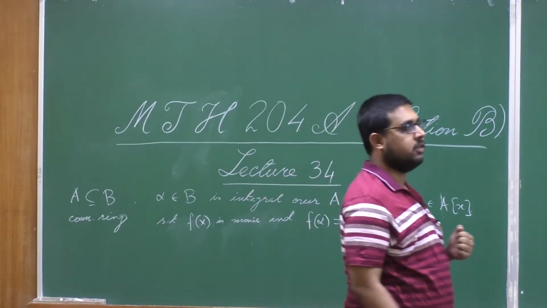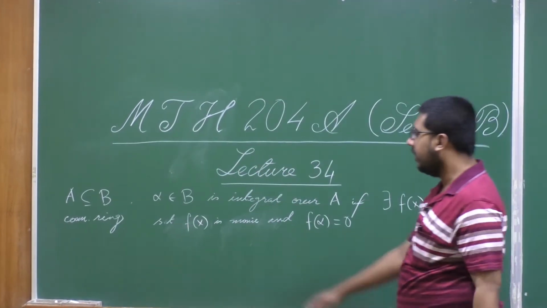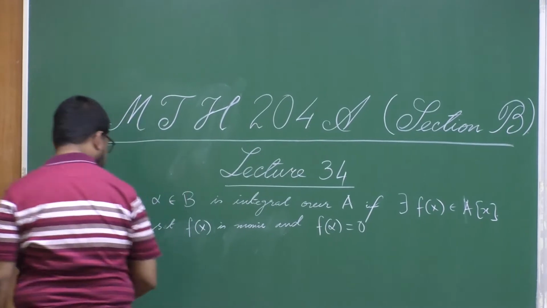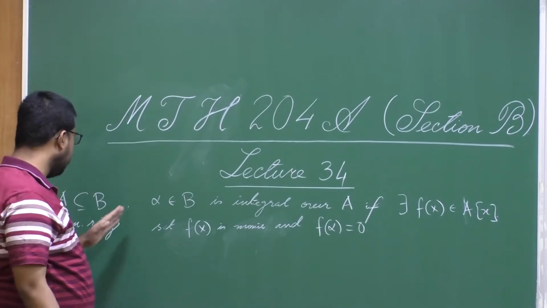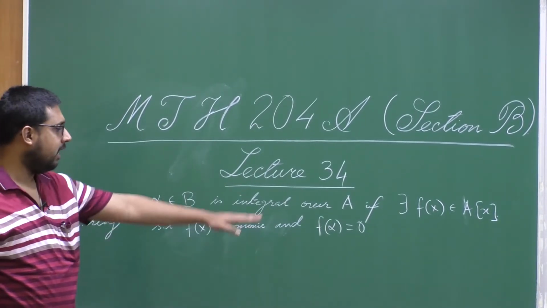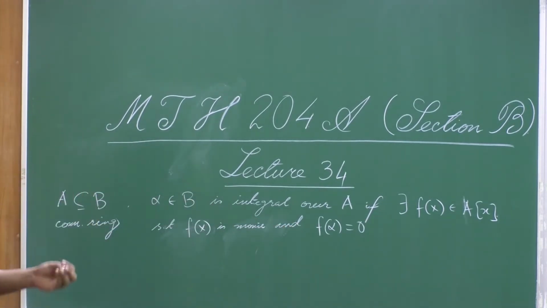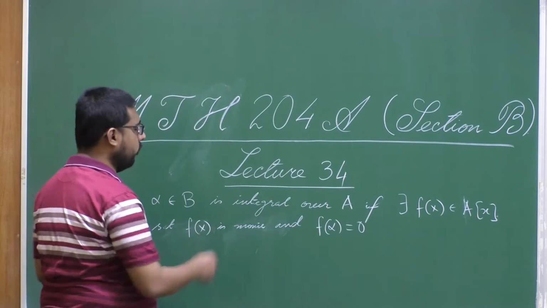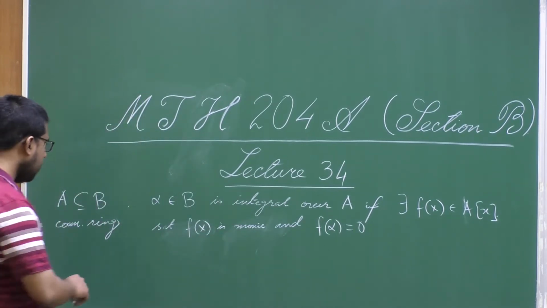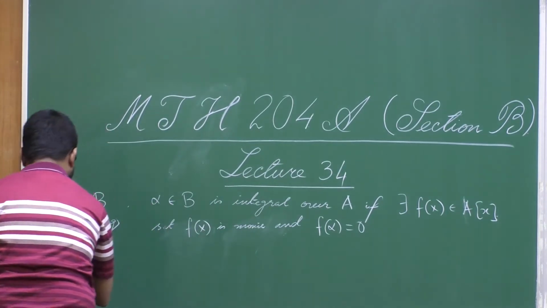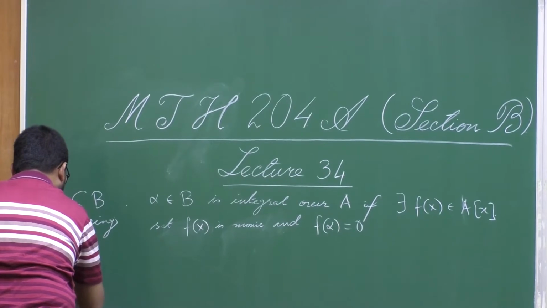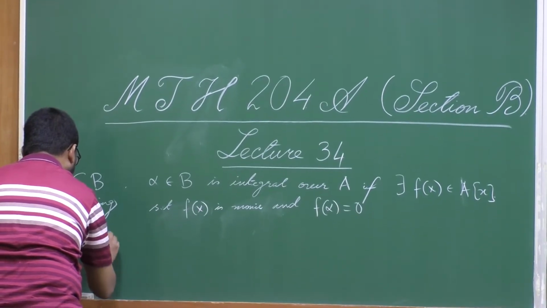Recall that in the last lecture we were talking about integral dependence. Suppose A and B are commutative rings. Then an element alpha in B is said to be integral over A if there is a monic polynomial with coefficients from A which has alpha as a root. Okay. So we also gave some examples. Let me recall that for you.